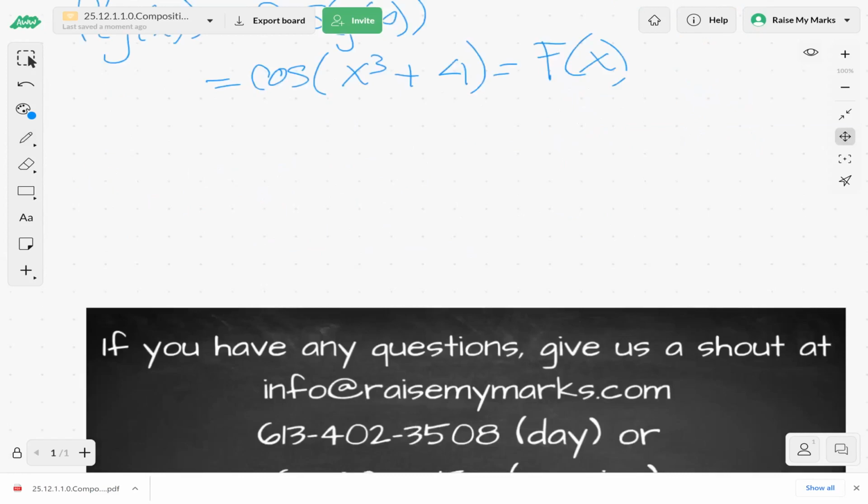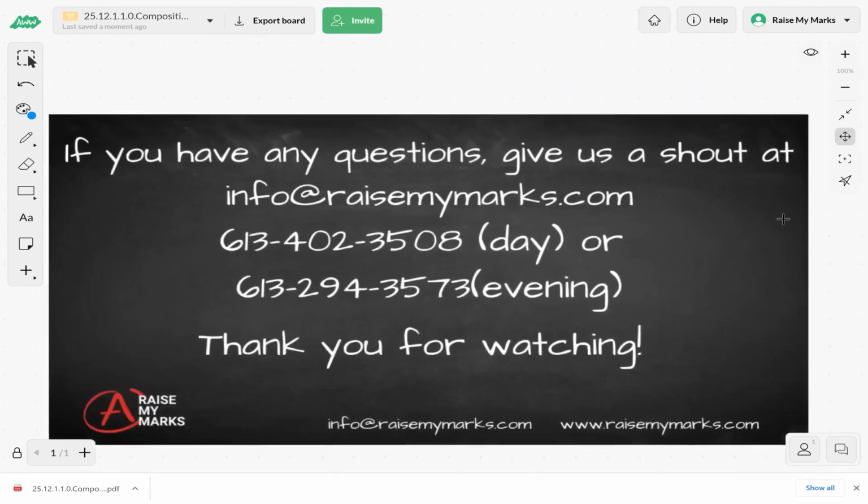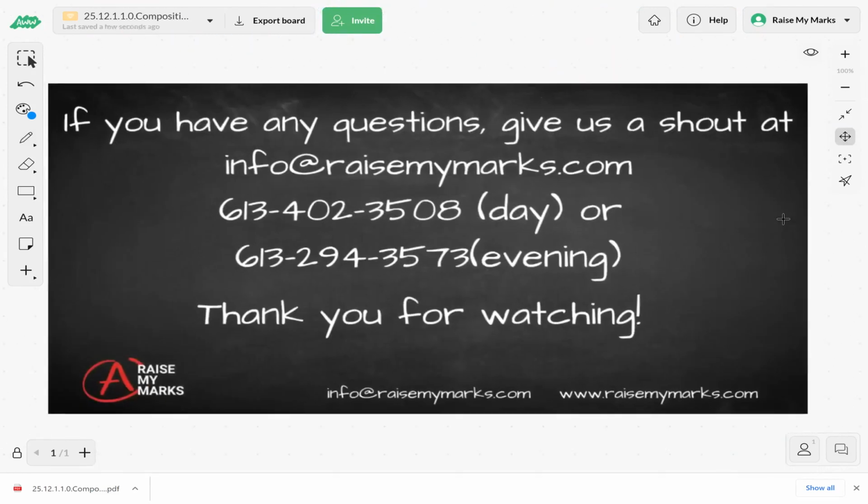That brings us to the end of our composition of functions and identifying the two functions, little f and little g.